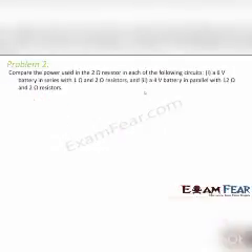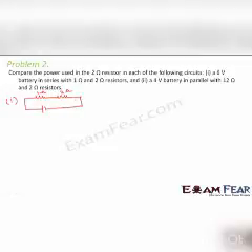Let us look at the next problem. It says, compare the power used in the 2 ohm resistor in each of the following circuits. The first circuit is a 6 volt battery in series with 1 ohm and 2 ohm resistors. So how will the circuit look? Let us look at the first part first. You have 2 resistors, 1 ohm and 2 ohms, connected with a battery of 6 volts. We have to calculate the power across the 2 ohm resistor.